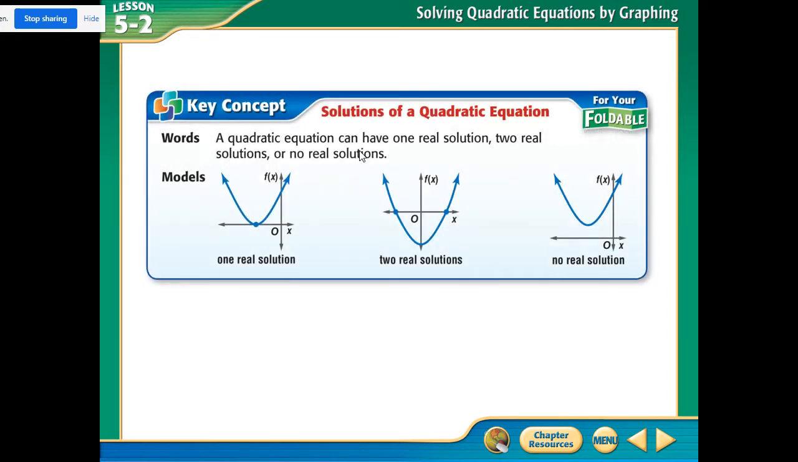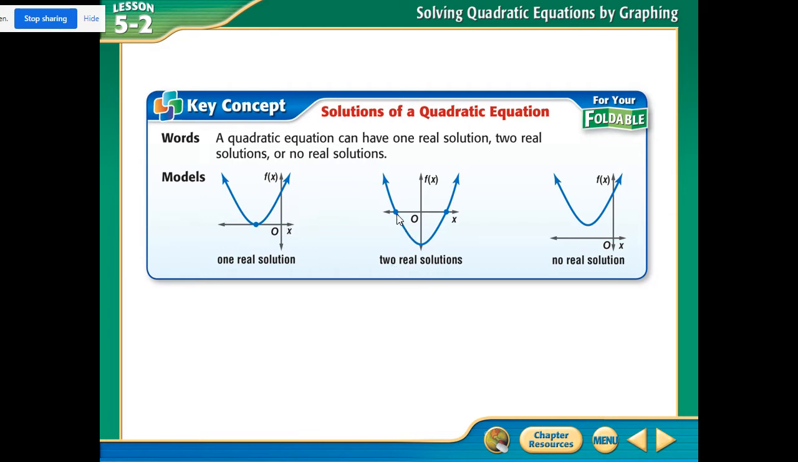All right, so solutions for a quadratic equation. Now there are three different types of solutions. They can either have one real solution. This is when the quadratic comes down and the vertex is just sitting on the x-axis. The x-axis is where we always look for our solutions, never the y-intercept, that is different. We're looking at the x-axis.